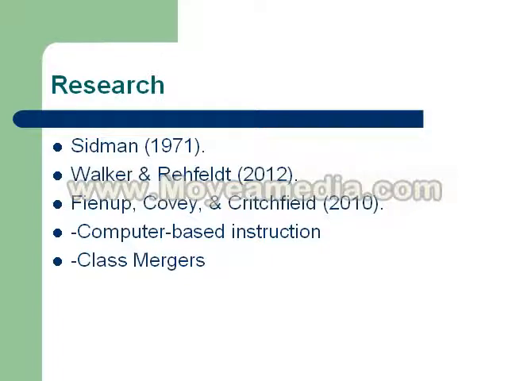Fienup, Covey, and Critchfield 2010 utilized equivalence-based instruction to establish generative learning with college students learning about brain-behavior relations through a computer-based format via Visual Basic. The equivalence protocol was presented through a match-to-sample format and had students learn A, B, and C relations, as well as A, D, and E relations, which allowed testing for class mergers among B, C, D, and E relations that were only connected through A stimuli.